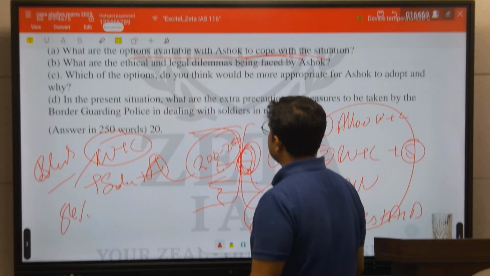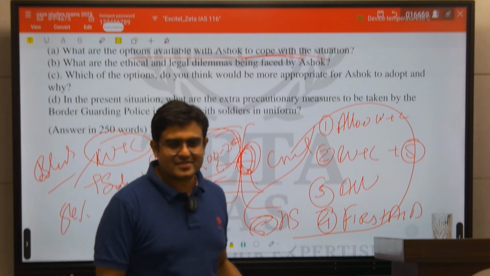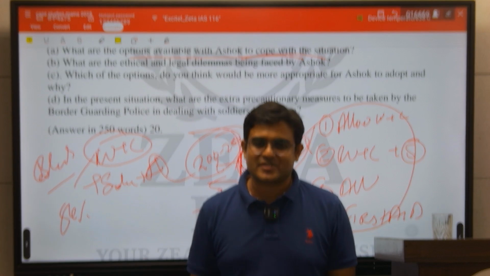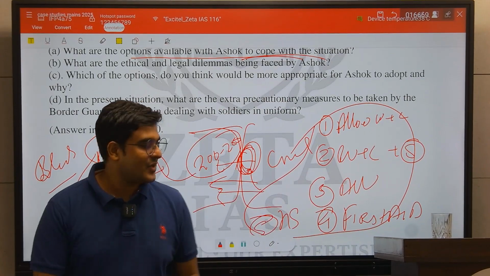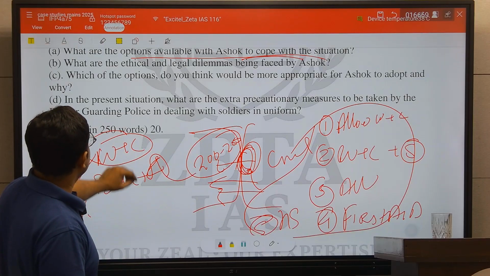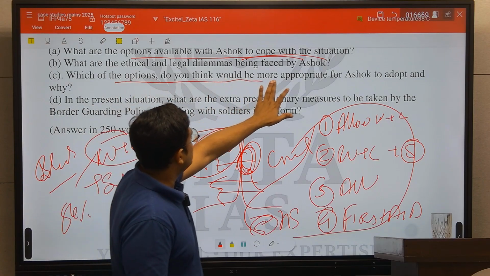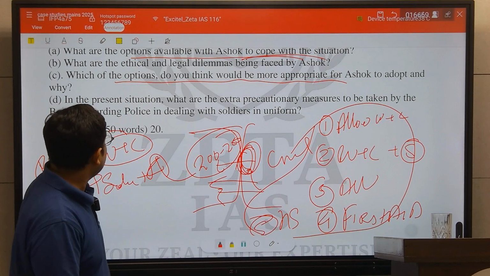So you have covered the whole case study in these options. You have segregated the options, women, children, whatever subset can be drawn, you have drawn. So these are the options. We'll come to ethical and legal dilemmas. Which of the options would be more appropriate for Ashok to adopt, and why?